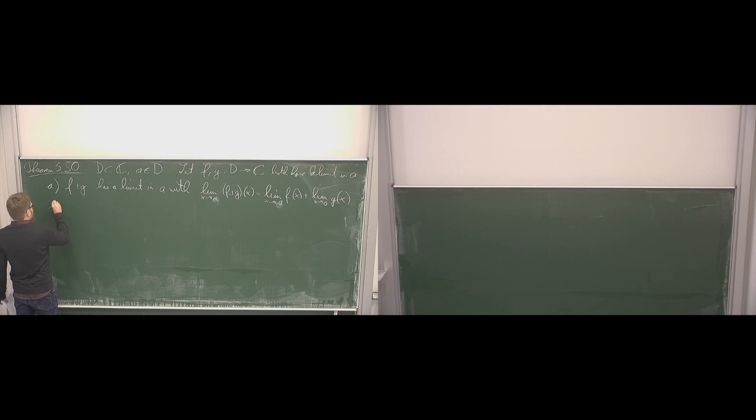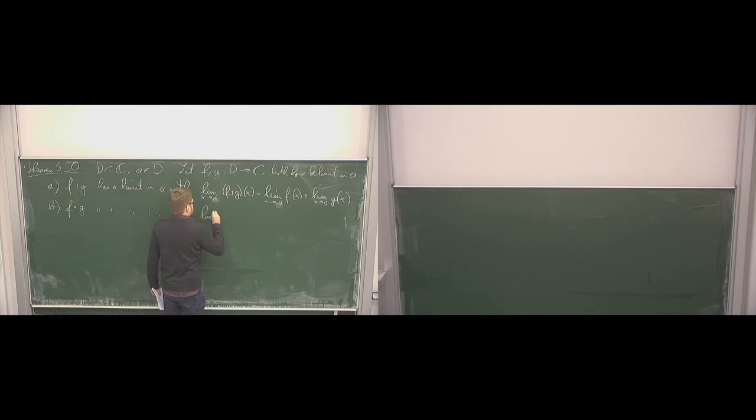Secondly, so sums, now you can guess what I'm doing next. f times g, the product, also has a limit in a, and it holds that this limit behaves well with respect to products as well. The limit in a of f times g of x is the product of the two limits. So the limit of x going to a of f of x times the limit of x going to a of g of x.